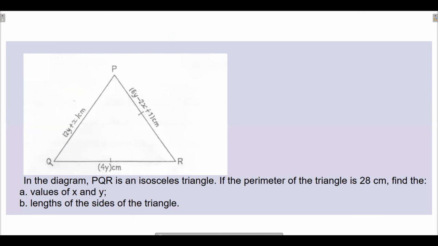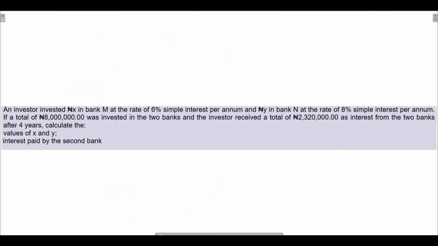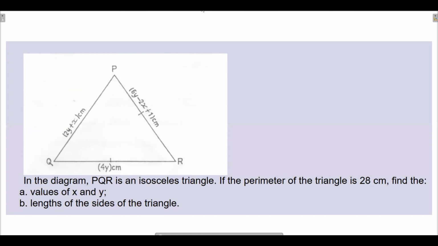So the next one here now, okay, is this. This is the form of the shape. Now the question says that in the diagram, PQR is an isosceles triangle. If the perimeter of this triangle is 28, find the value of x and y, the lengths of the sides of this triangle. Now the key thing here is a triangle, but we have been given an isosceles triangle. And what is an isosceles triangle?